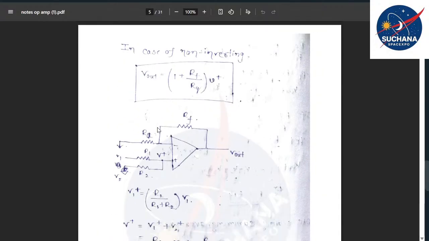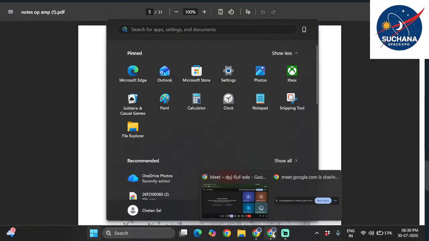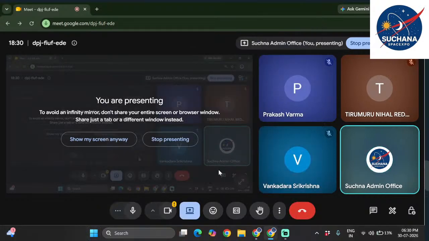Now we need to discuss the non-inverting amplifier. We discussed the inverting amplifier yesterday. Today we need to discuss the non-inverting amplifier. Up to here everything is clear, right? Till the inverting amplifier. Yeah. So today we need to discuss the non-inverting amplifier.